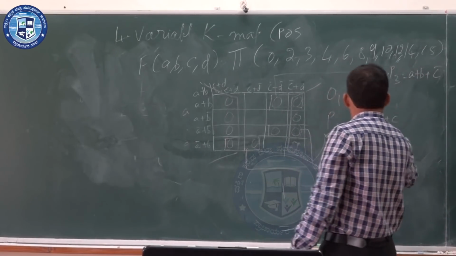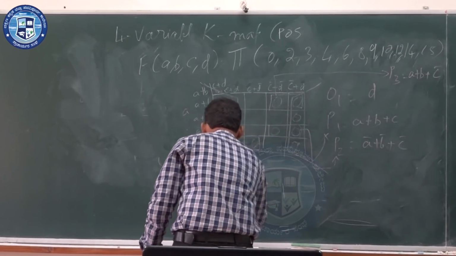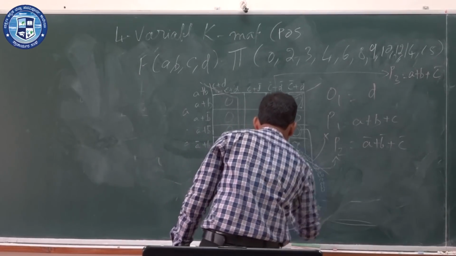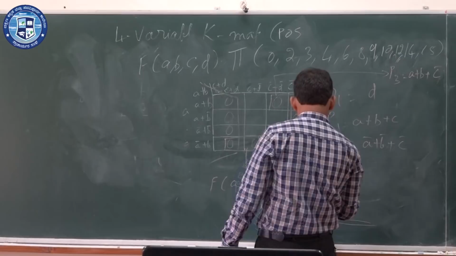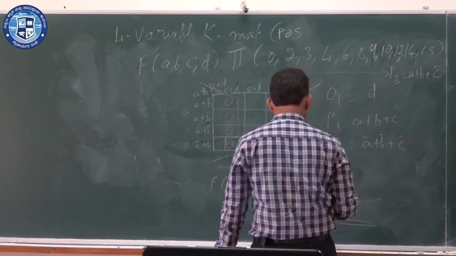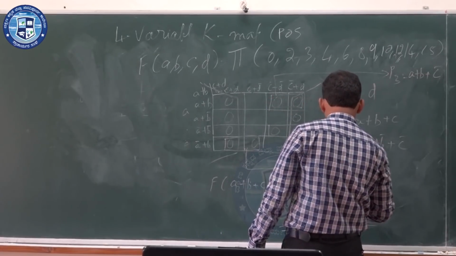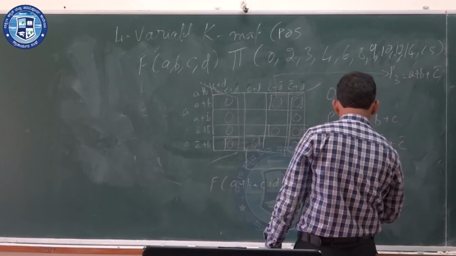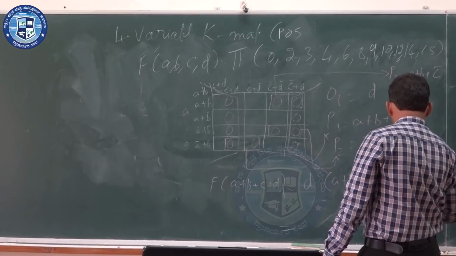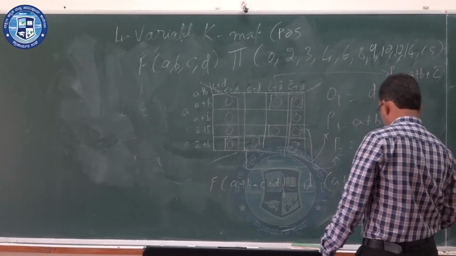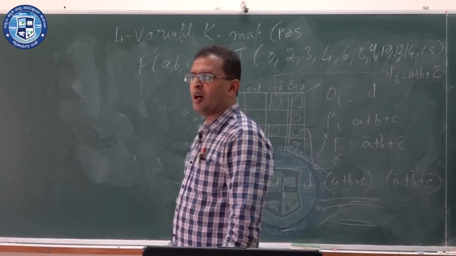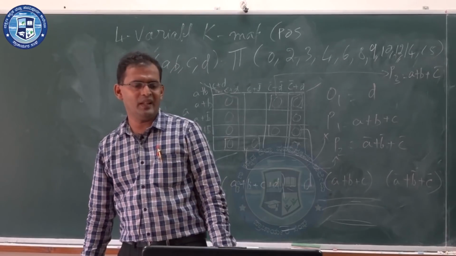So, the final expression f of A, B, C, D is equal to D into A plus B plus C, A bar plus B bar plus C bar. This is the final expression for a K map of a 4 variable using POS.